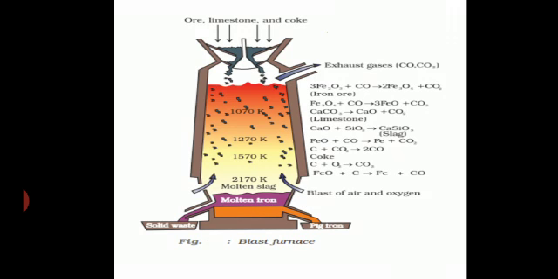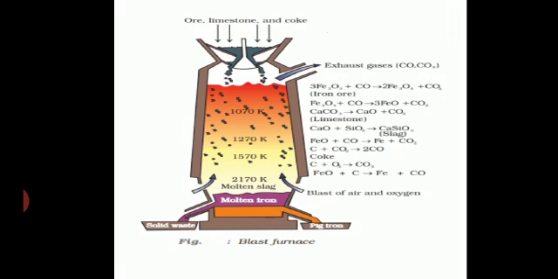Next comes the reduction zone, the uppermost zone, at 1070 Kelvin, where iron oxide reacts with the carbon monoxide formed in the combustion zone. Fe2O3 reacts with CO to form Fe3O4 and CO2.